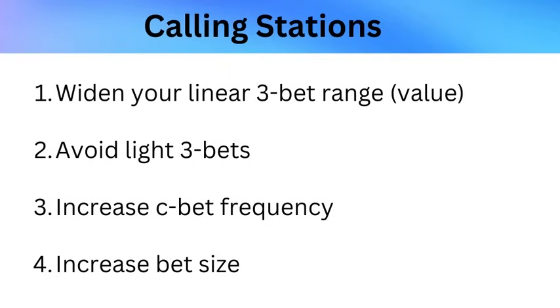You're going to have to take it down. You're going to have to continuation bet a lot. You're going to have to bet a lot of turns if they call. And you'll have to pull some triple barrel bluffs on them if you are going to 3-bet them light.